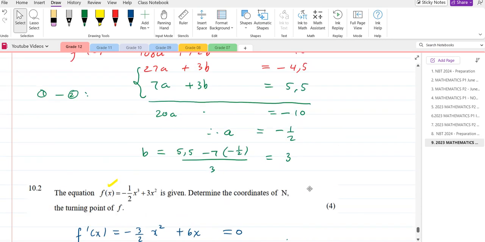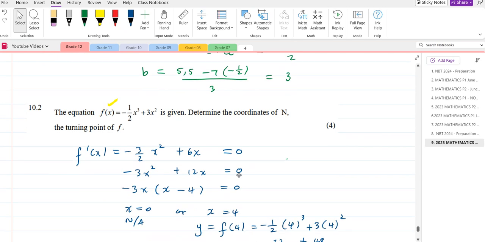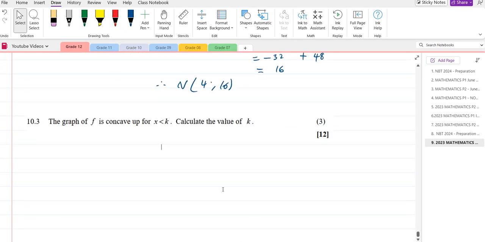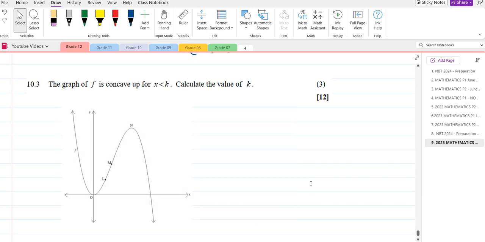When is the graph concave up? There's many ways of doing this problem. The easiest way is, we know these x values are 0 and 4. So halfway between them will be where it switches between concave up and down. So it's concave up here.